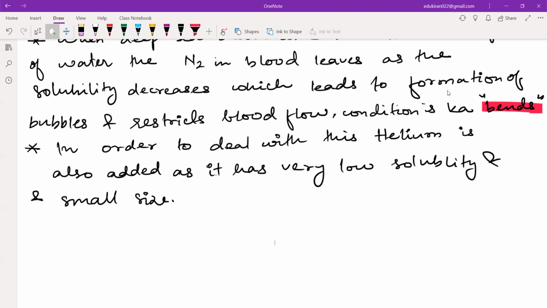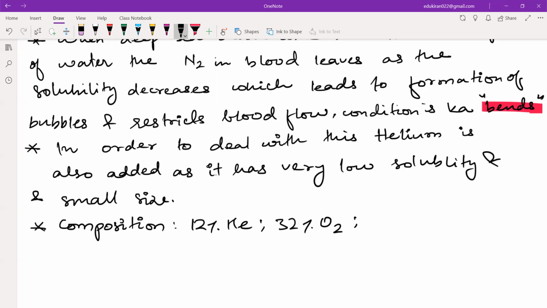The general approximate composition of the gases is 12% helium and 32% O2. N2 will then be how much? N2 will be 56, I think. Yes, 56% will be N2. So this is the composition of gas cylinders, approximate compositions. Accurately speaking, I think it is 11.7, 32.1, 56 point something. Please write this down. Did everyone understand this point? Yes or no? Yes, sir. Okay.